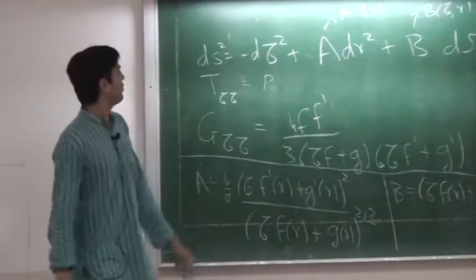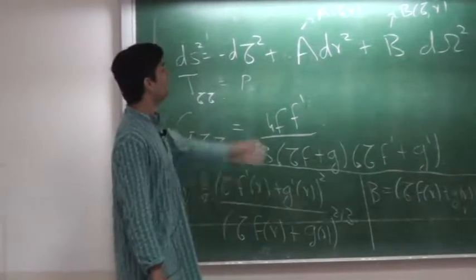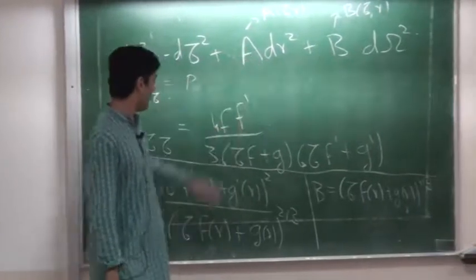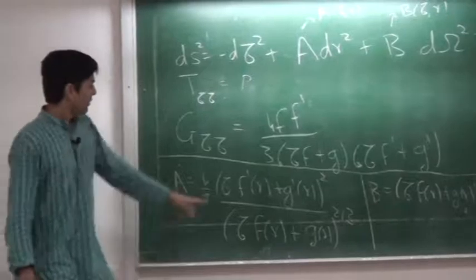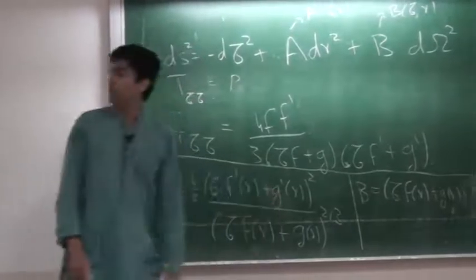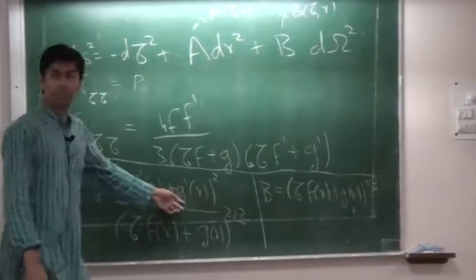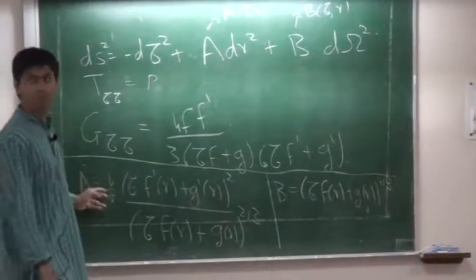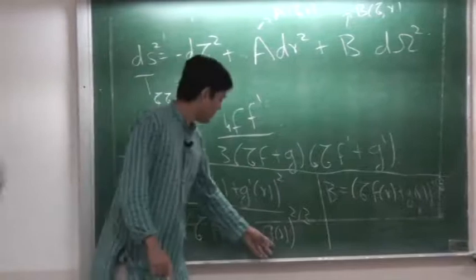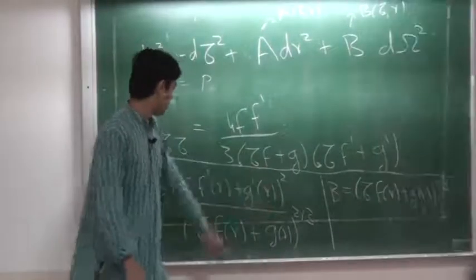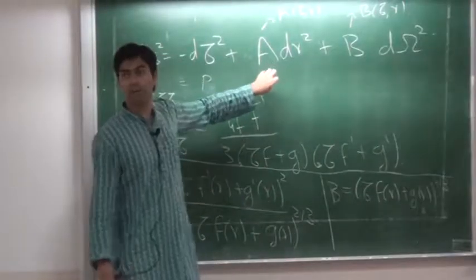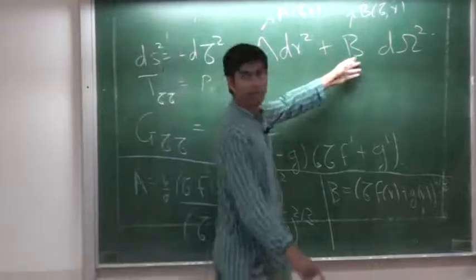And at tau equal to 0, it will look like minus d tau squared plus dr squared. A will just become 1 at tau equal to 0. The reason it will become 1 is because you chose G of r as r to the 3 by 2. So when you differentiate it, you get some factor of 3 by 2 squared which completely cancels off this 4 by 9. And there's some factor here, and you'll see A will just become 1 at tau equal to 0. And B will become r squared.